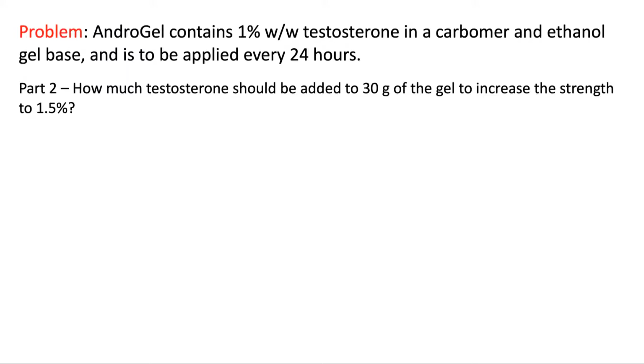All right. Once again, you can do this a couple of different ways. Let's continue, since we're practicing our alligation alternate method. Let's approach this as an alligation alternate method, and let's set up our alligation. What are our two ingredients? We have pure testosterone, which is 100% testosterone powder, and we have our 1% gel that we had to start with, and our target is the 1.5% that we want to make.